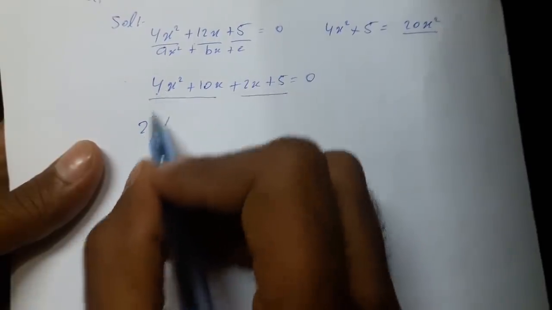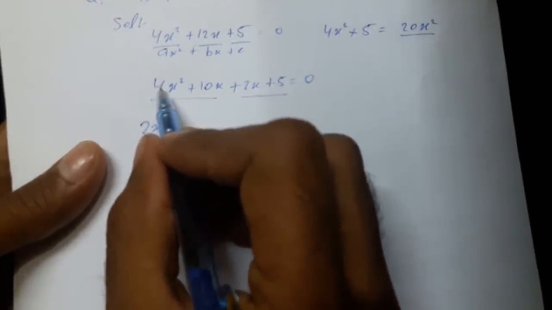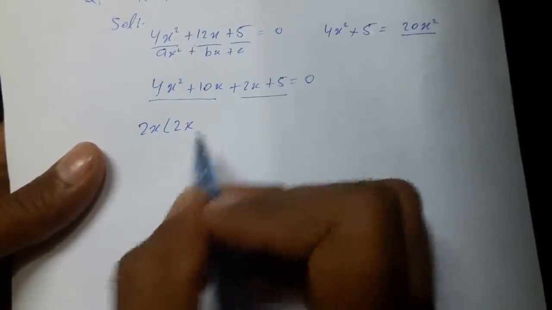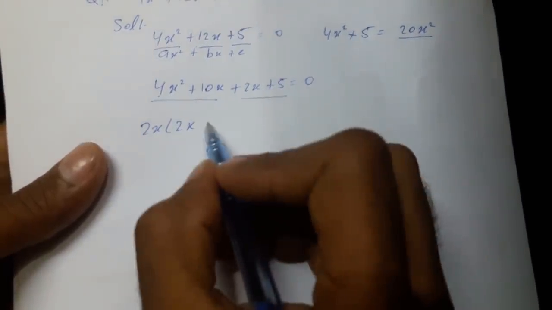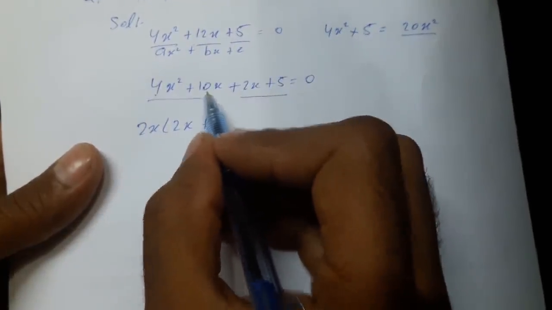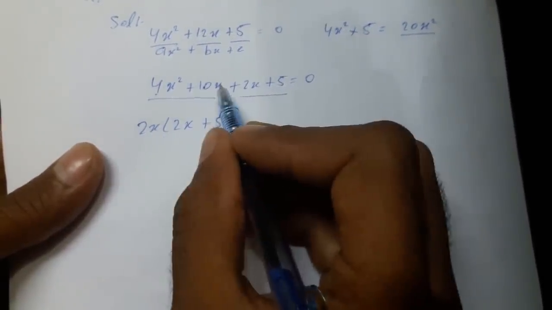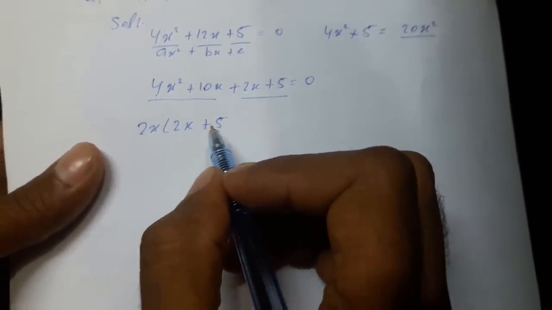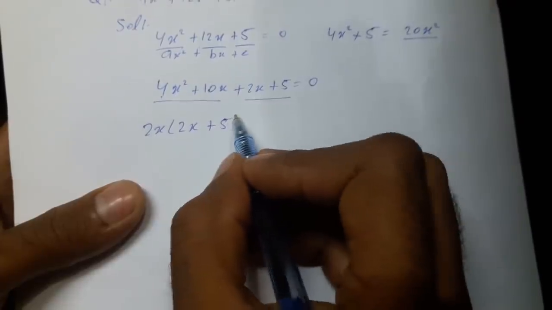So what's remaining here? 4 divided by 2 is equal to 2, x square divided by x is x. So this will be x plus 2. 10 divided by 2 is equal to 5, and x divided by x is 1. So 5 ones are 5.